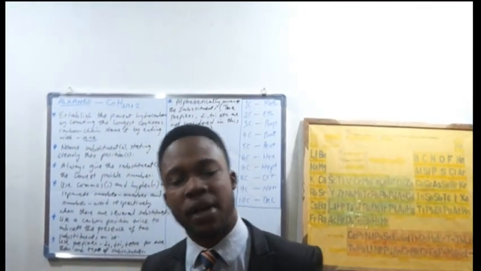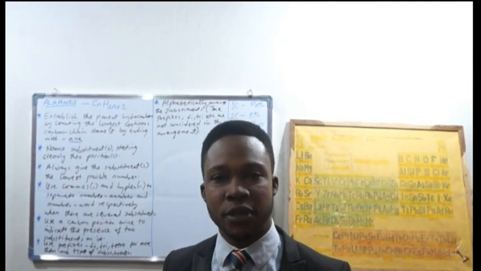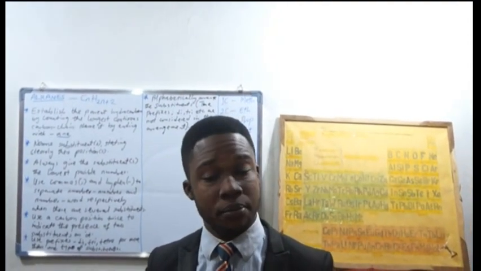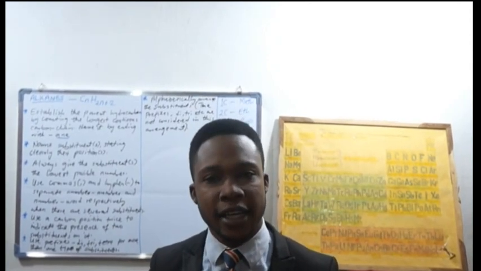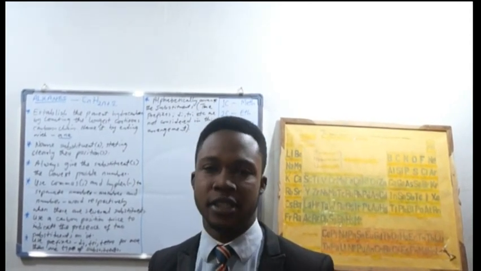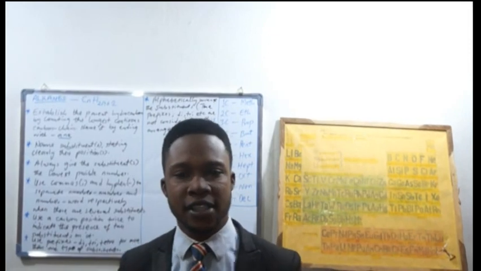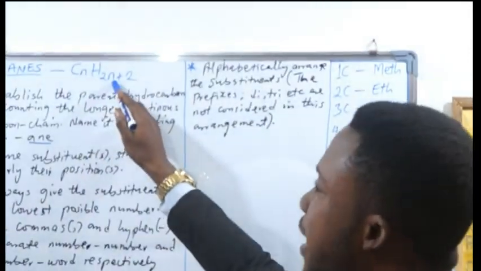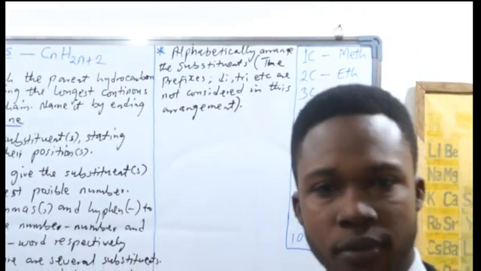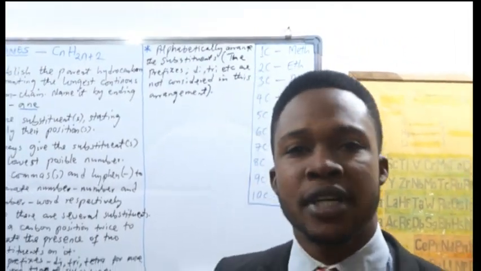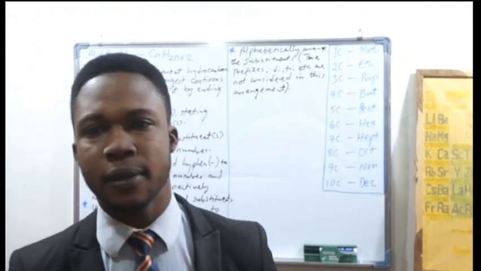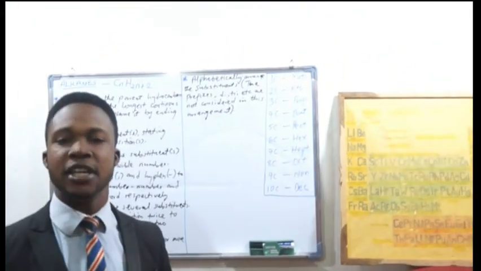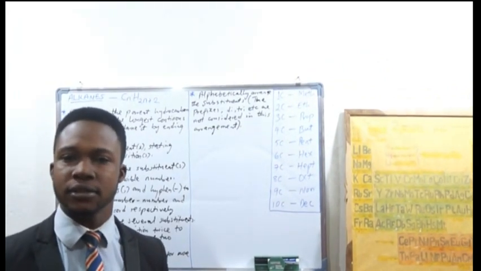Alkanes are organic compounds with single bonds between the carbon atoms in the carbon chain. And because of these single bonds, alkanes are said to be saturated. They have the general formula CnH2n+2. It's very important to know that in naming the alkanes, the first rule to consider is to establish the parent name of the alkane.